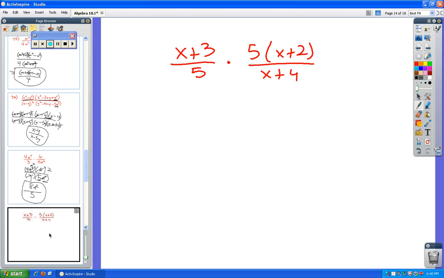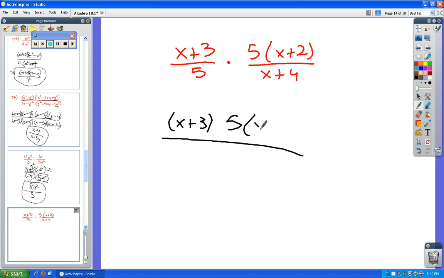Okay, switch. Okay, copy. Ready? Okay. The easiest thing to do is just write it as one big fraction. X plus 3, 5 parentheses, x plus 2, 5, and x plus 4. If you think you can work with everything up here without having to write it as one big fraction, that's fine. But really that's what you're doing. You're trying to multiply the fractions together. So now it's one big fraction.